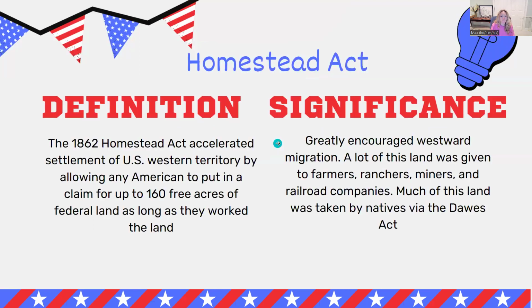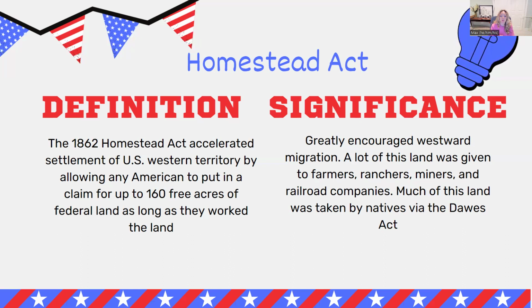Homestead Act. All right, in 1862, so it was actually passed during the Civil War. It just wasn't greatly utilized until after the Civil War. It accelerated the settlement of the U.S. Western Territory by giving any American family 160 acres of free land as long as they agreed to work on the land. And again, we care about that because that rapidly increased westward settlement.